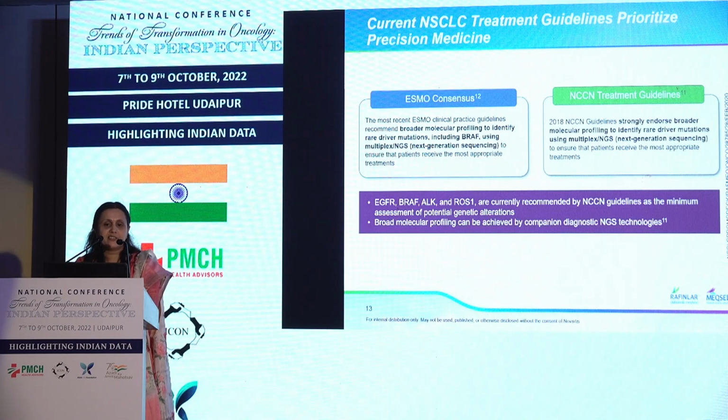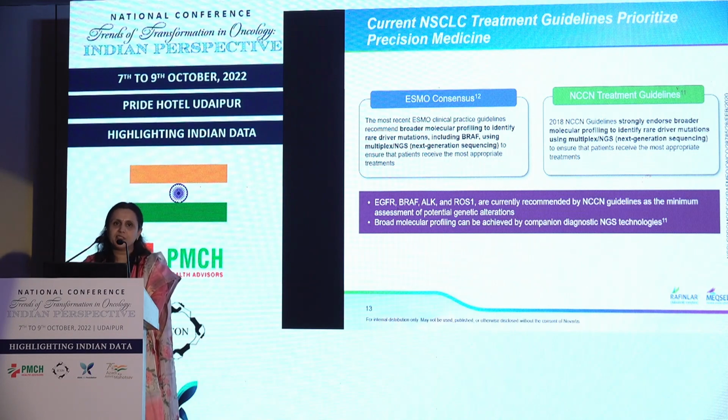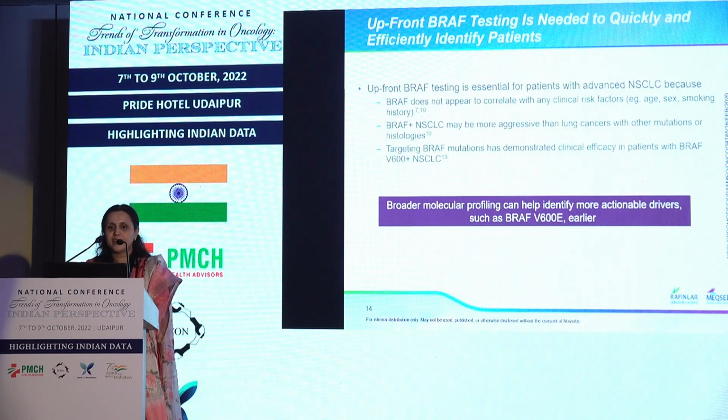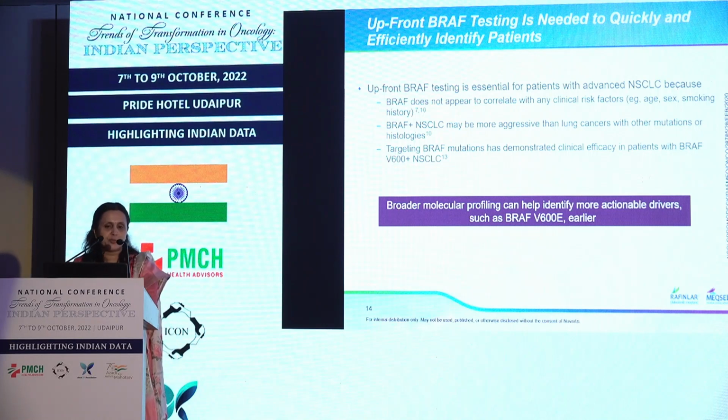Current consensus guides us to include BRAF along with EGFR and ALK testing, as it is stated in NCCN now that we should include BRAF testing, and so a broader panel through NGS testing should be done. Upfront BRAF testing is needed so we can quickly identify and treat these patients. And there are no clear clinical risk factors like age, sex or smoking history by which we can select such patients.